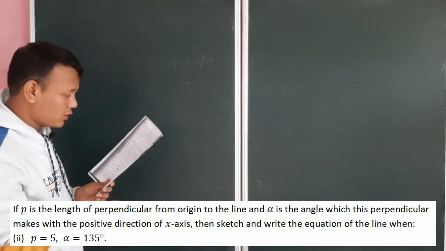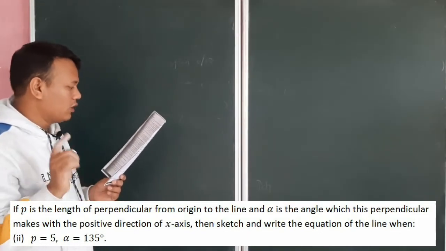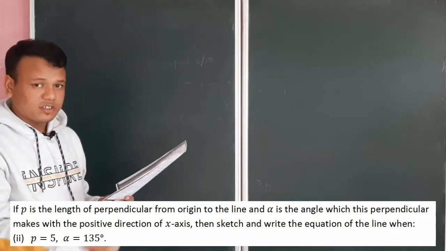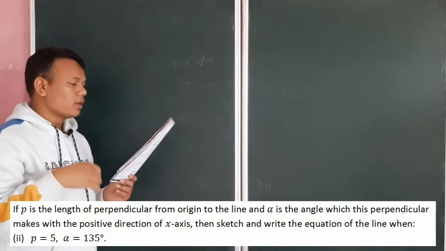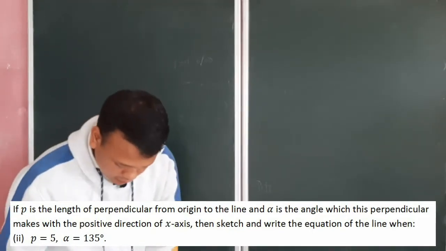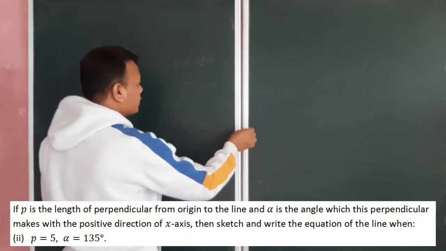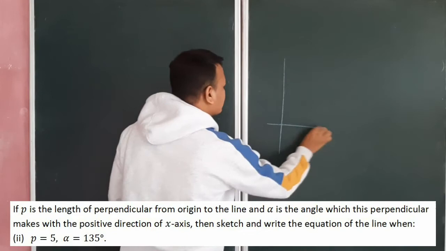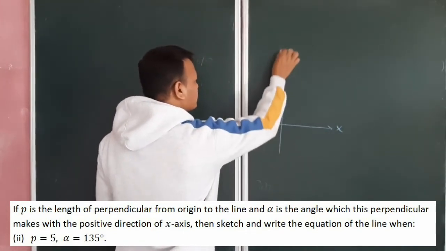Okay, so the main question says to sketch and write the equation of the line. First let us sketch the line, and after that we are going to write the equation of the line. Okay, so let us do the sketching part first. The sketching part is very simple. The x-axis and y-axis are compulsory, you need to draw the x-axis and y-axis.